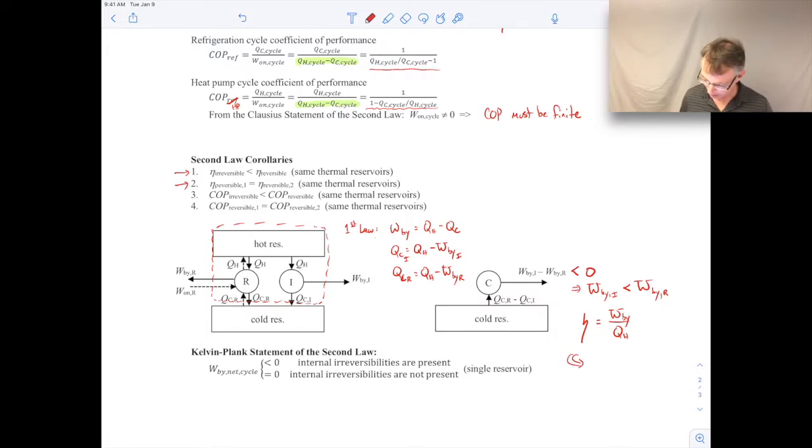So that means that the thermal efficiency for the irreversible cycle must be less than the thermal efficiency for the reversible cycle. So that's just the proof for this first corollary.